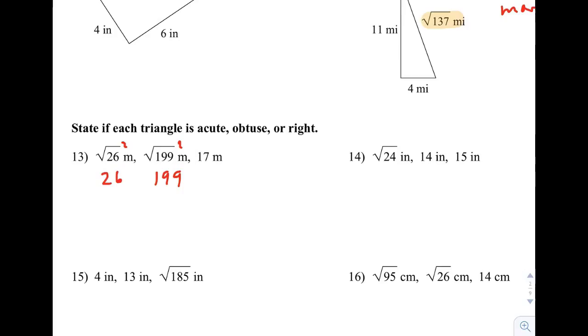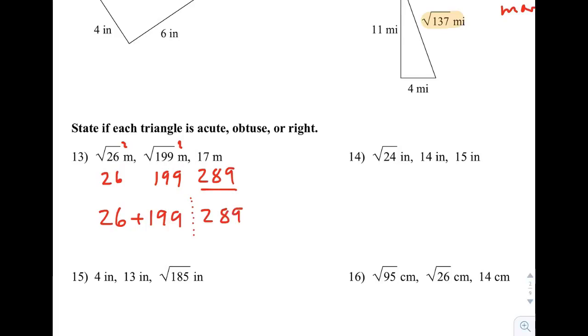17 squared, well, that I need a calculator for because it's going to be 17 times 17. 289. Ooh. So that one is actually my biggest side. This one right here is my biggest side. So I'm going to take the two shorter sides, 26 plus 199. Remember, I already squared these, so I don't need to do that again. And I'm going to see how that compares to 289.